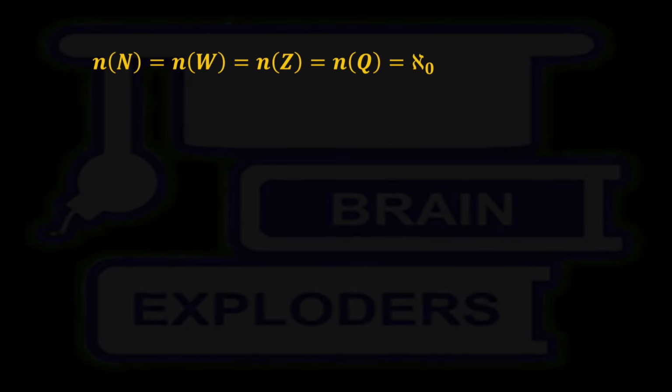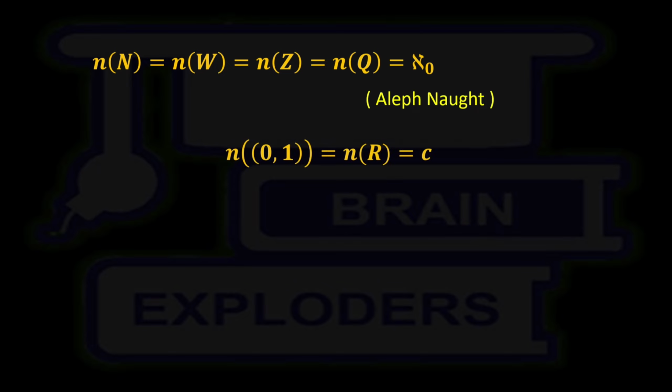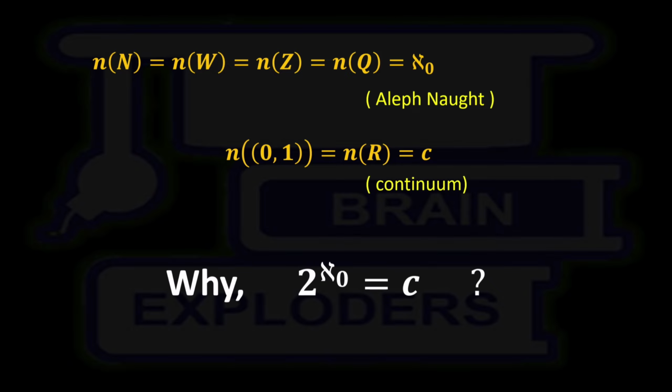In the previous video, we learned that the cardinality of natural numbers, whole numbers, integers and rational numbers is the same, and it is represented by a special symbol, aleph naught. Today, we will see that the cardinality of real numbers and any interval on real numbers is also the same, and that is represented by a special symbol, continuum. Also, we will see a relation between continuum and aleph naught, which is 2 raised to the power aleph naught equals continuum.